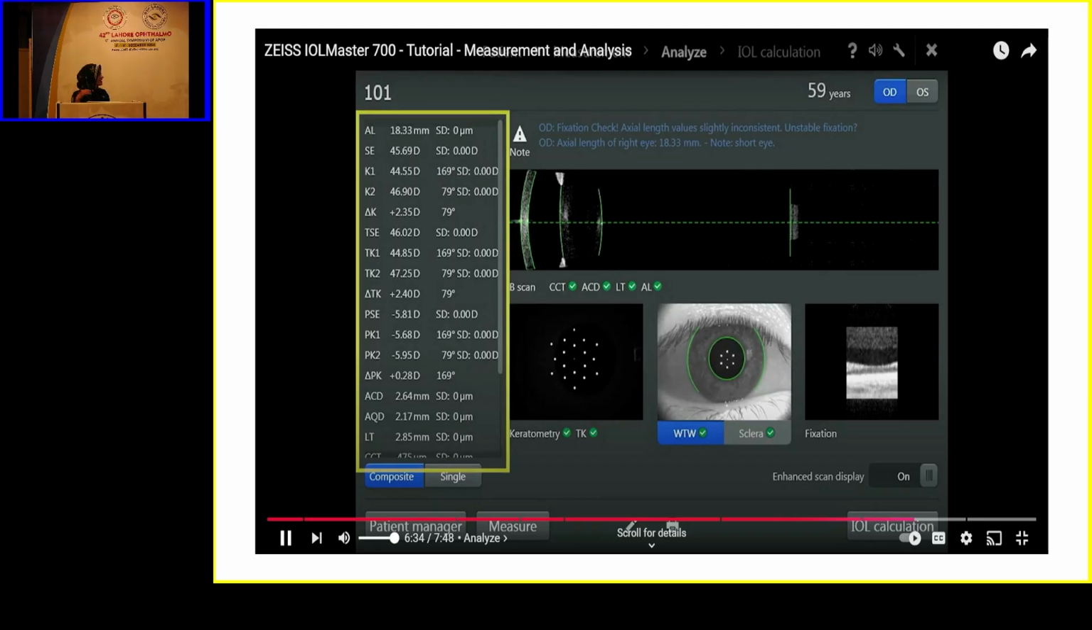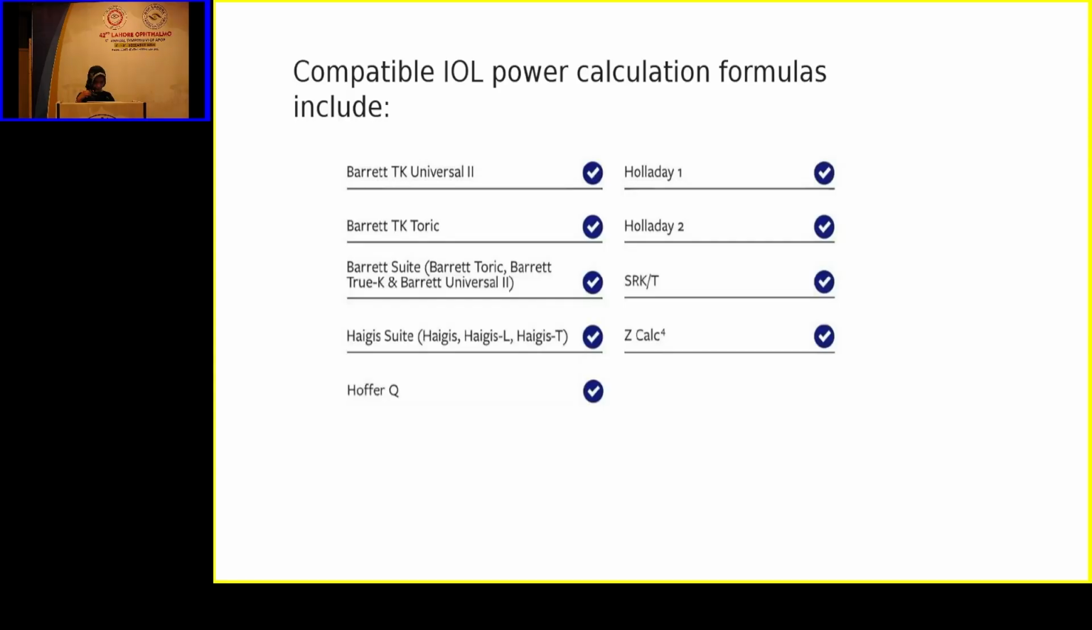This is a display of all the data that the machine calculates. So it's aligned all the B scans. The first one's the central corneal thickness, the anterior chamber depth, the lens thickness, and then it shows you the retina. These are all the formulas that the machine's compatible with.